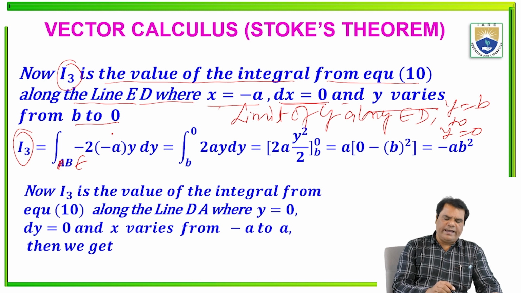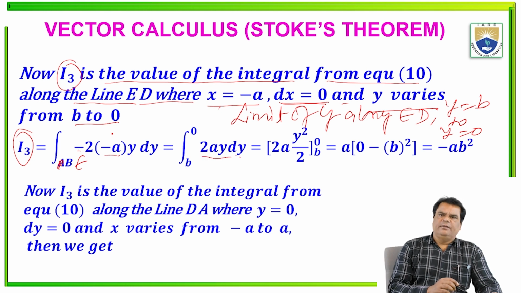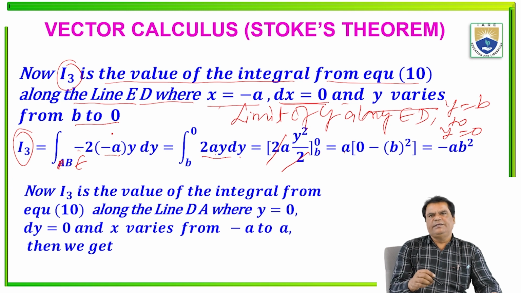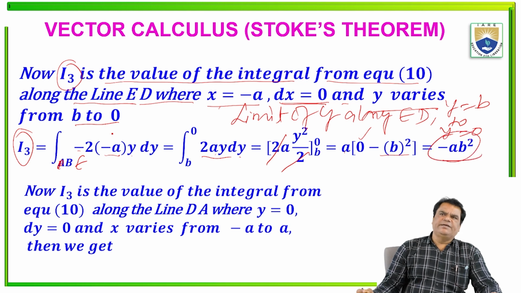So minus 2xy, where x is minus a: minus 2 times minus a into y, so 2ay dy. 2a times the integration of y dy, which is y square by 2. The 2 is cancelled, so now a, putting the limit b to 0. 0 is the upper limit and b is the lower limit. Applying the upper limit 0 and the lower limit b square, the answer is minus ab square.